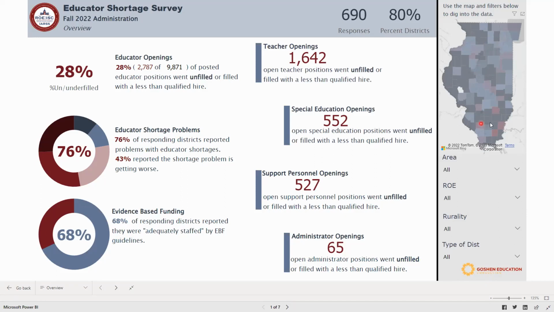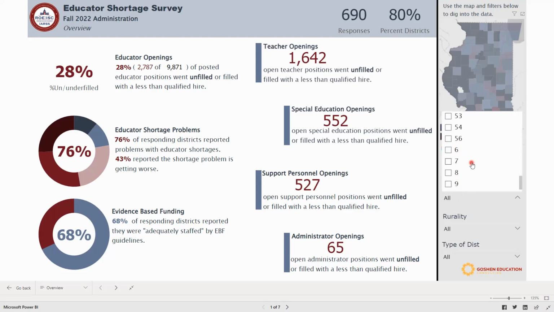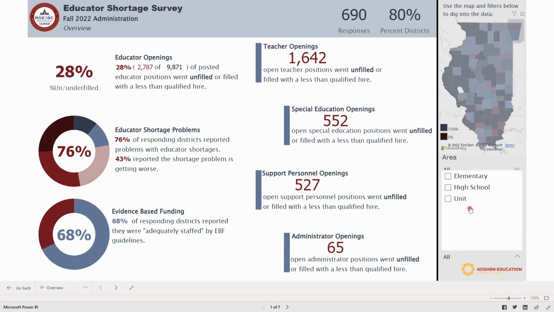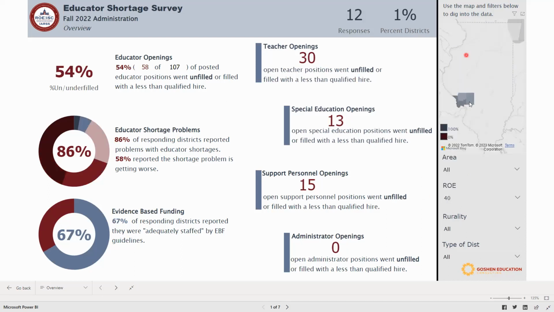So we've got the map of Illinois broken out by county, showing the response rates where dark red is 0% response rate, dark blue is 100% response rate. We've got some filters here for area, like CPS, Southeast, Southwest. We've got regional offices of education. We've got rurality, and we've got type of district. And so you can see that if you select different filters, that the map updates, the key findings update.